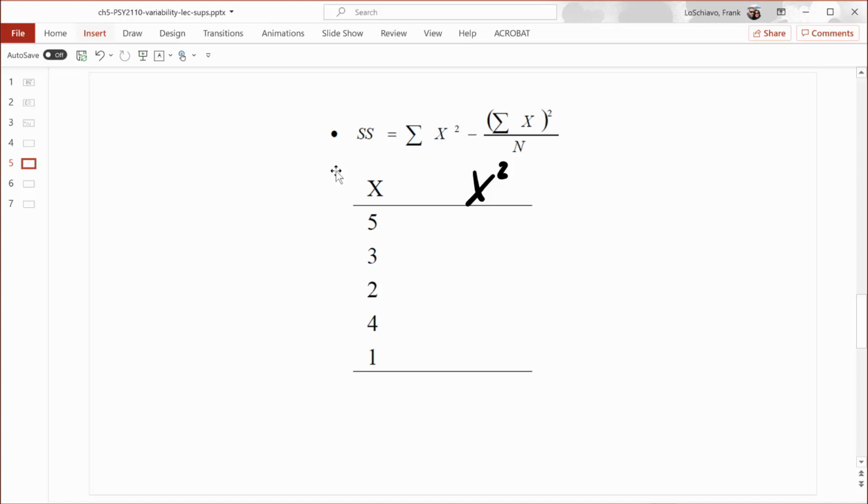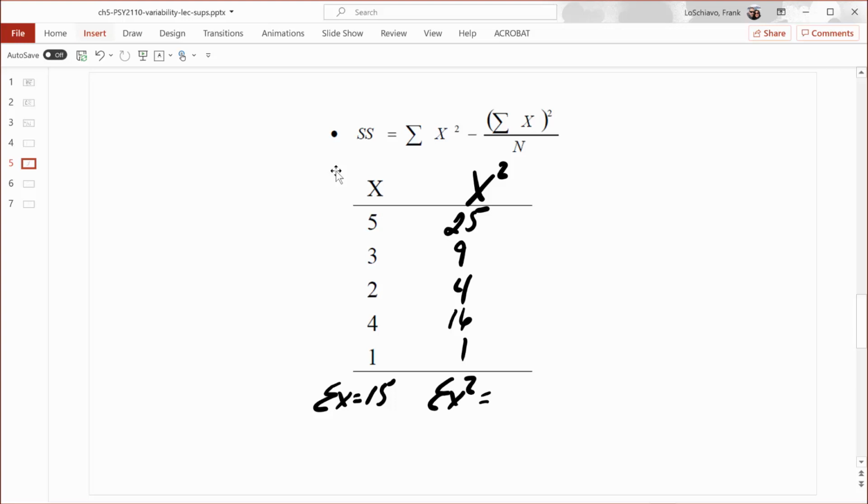Let's go ahead and find those squared x values. 5 squared is 25, 3 squared is 9, 2 squared is 4, then we have 16 and 1. Let's find the sums that we're going to need. We need the sum of x, so let's add up this column. 5 and 3 is 8, and 2 is 10, 14, 15. Again, I like to use simple numbers in class so that we're not tripping over the mathematics. Let's go ahead and find the sum of x squared too.